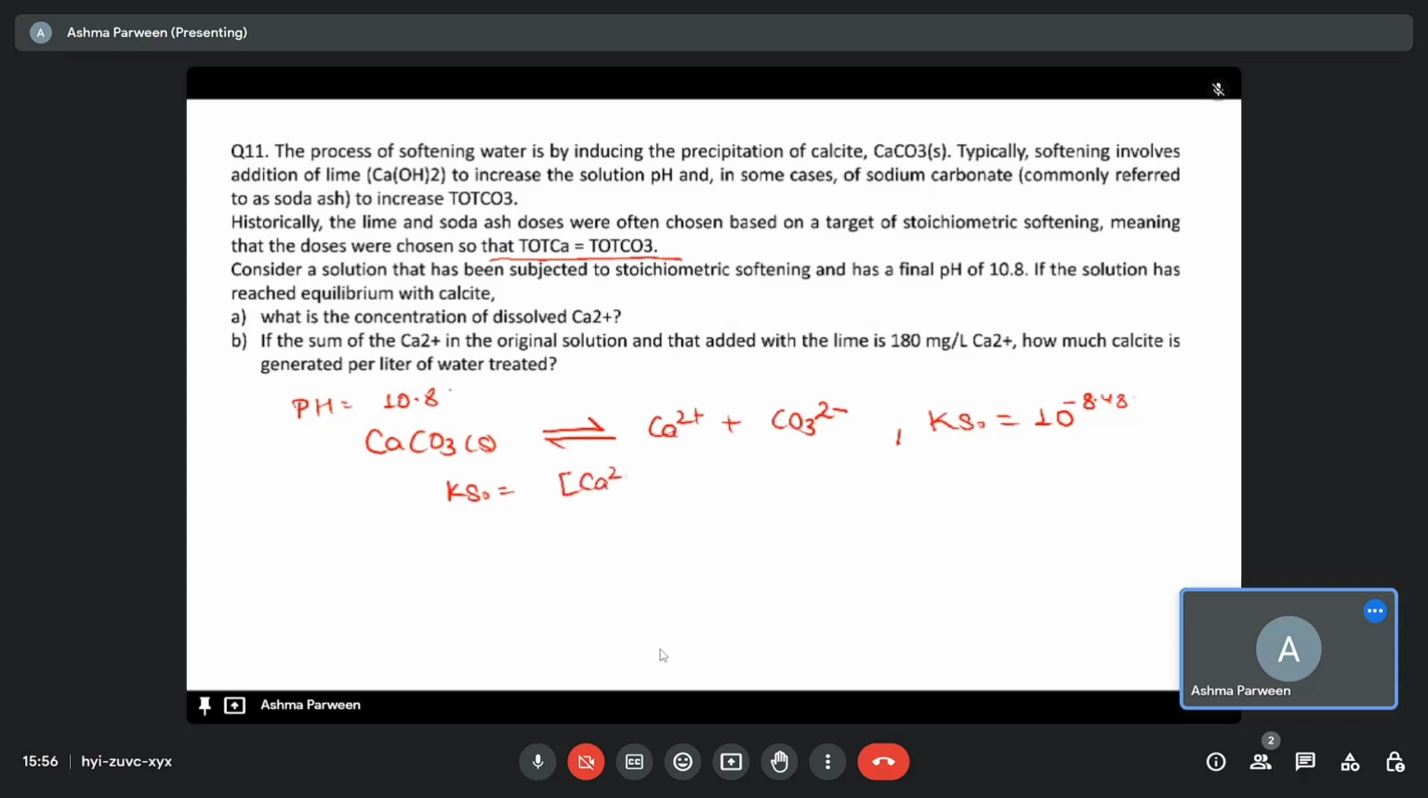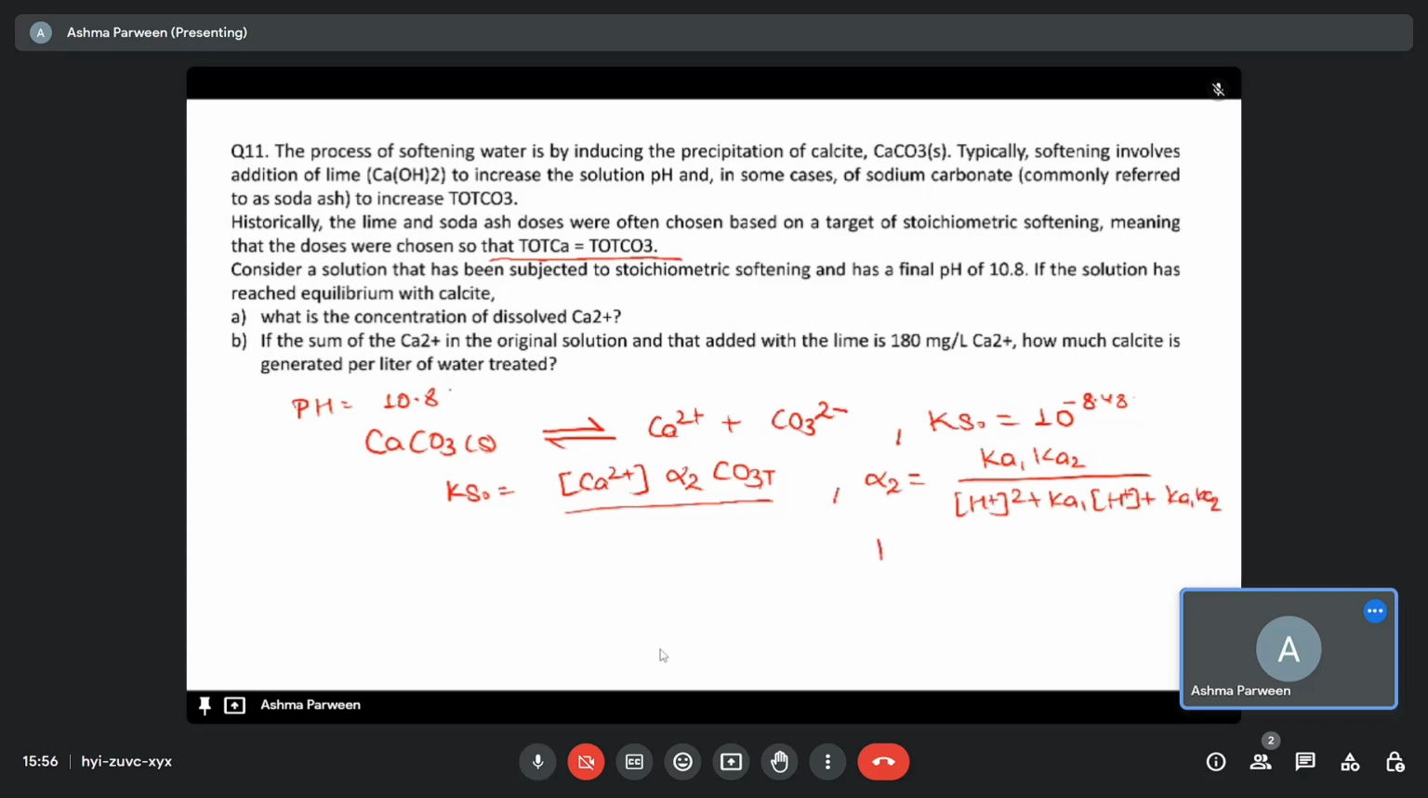So Ks naught will be Ca2+ into carbonate. We can write carbonate in terms of alpha 2, that will be the coefficient at a particular pH, into CO3 total, upon the activity of calcium carbonate, which will be 1. Also we know that alpha 0, alpha 1 and alpha 2 depend upon K1 and K2 and the pH of the solution.